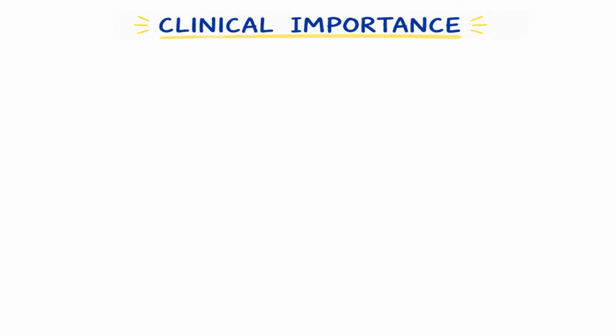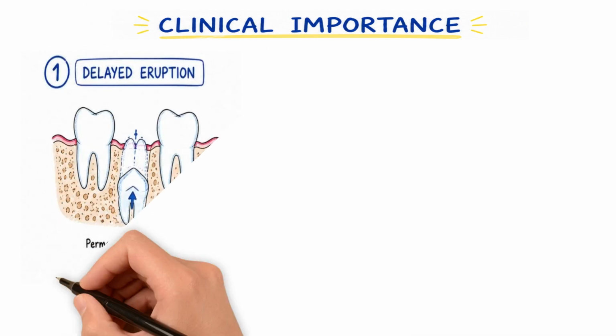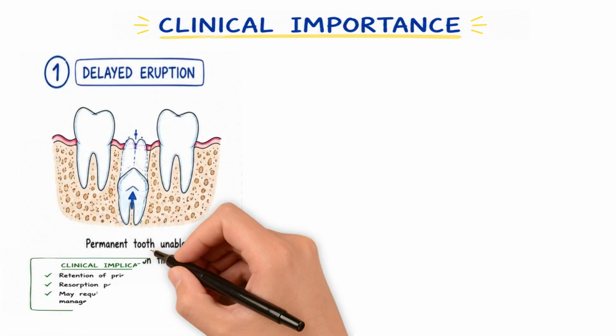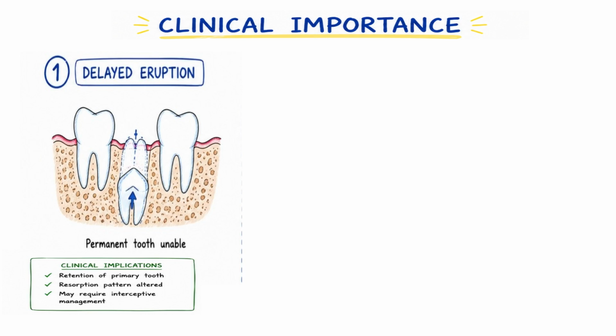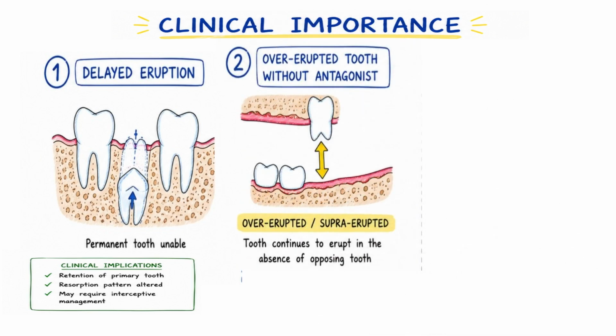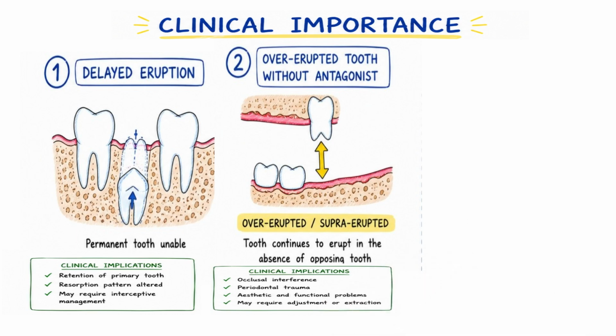Understanding tooth eruption is essential in clinical dentistry because disturbances in eruption can lead to several common conditions. First, delayed eruption. This occurs when a tooth appears in the mouth much later than expected. Causes may include lack of space, impacted teeth, systemic conditions, or developmental disturbances. Next is over-eruption, also called supra-eruption. This happens when a tooth has no opposing tooth, or antagonist. Without contact from the opposite tooth, it continues to erupt beyond the normal biting level, which can interfere with chewing and future dental treatment.